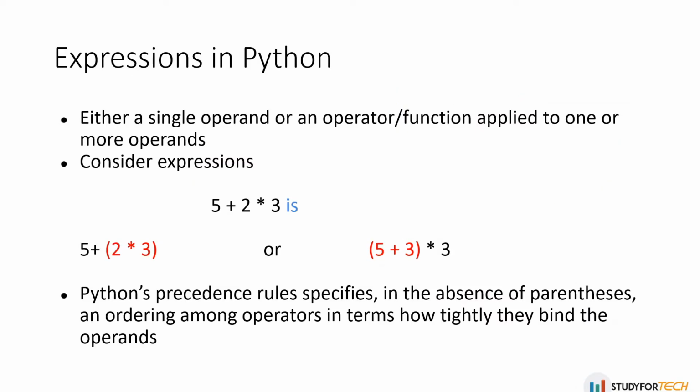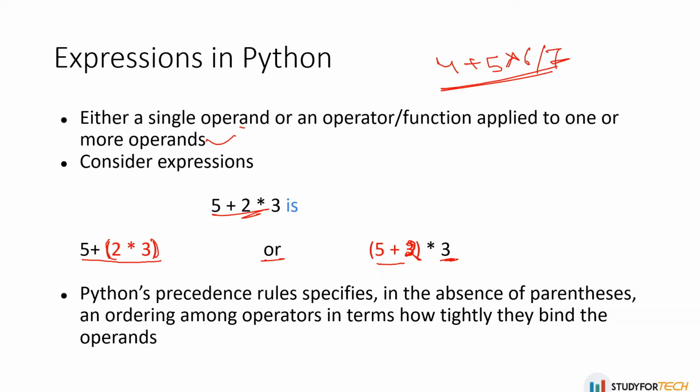Now, expression in Python. An expression is either a single operand or an operator function applied to one or more operands. Like what I said to you, 4 plus 5 plus 6 divided by 7. So this is the expression. Consider this example, 5 plus 2 multiplied by 3. Either you can write 5 plus, with the precedence given by parenthesis, (2 multiplied by 3), or you can write 5 plus (3 multiplied by 3).